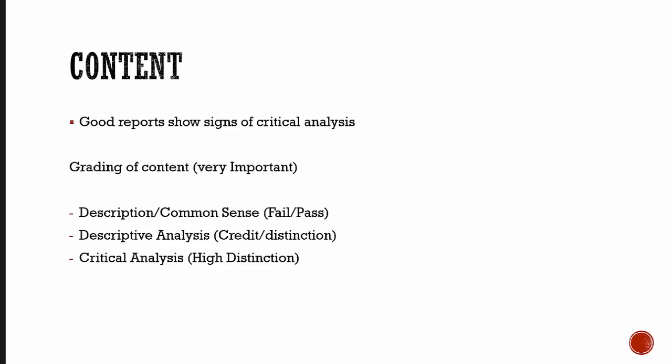So we go back to here and we look at critical analysis, the high distinction sort of range. That's what you want to be looking at. Why, not just what the communication issues are, why do they occur? Are there different perspectives or different arguments for why they may occur, conflicting arguments? And how do we reconcile these different things?